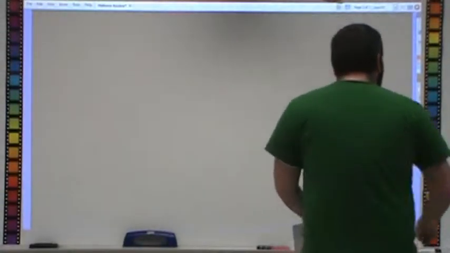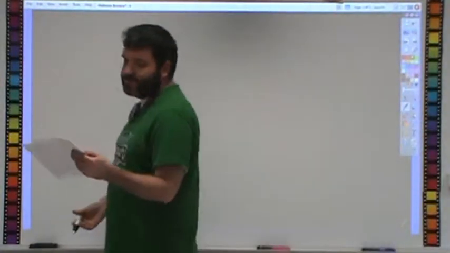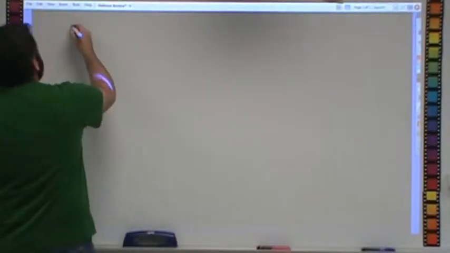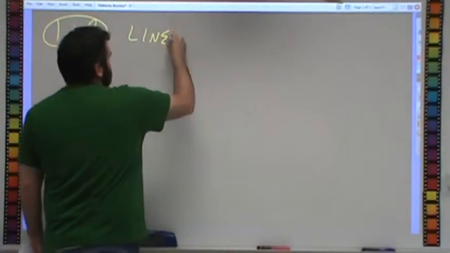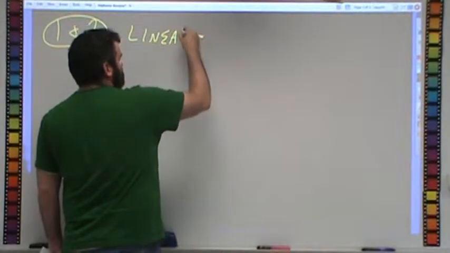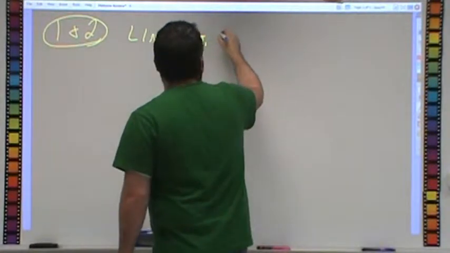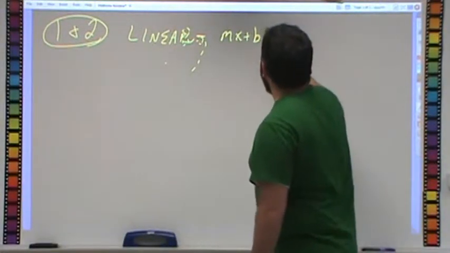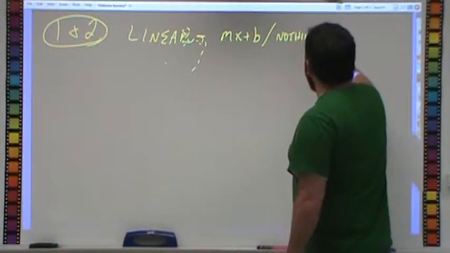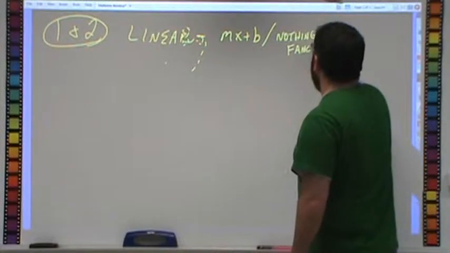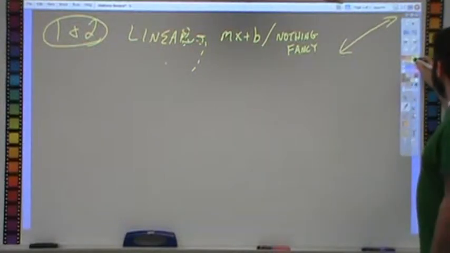To answer 1 and 2, we're just going to have to go over all of the characteristics, because the thing is, you don't know what graph's going to be there, you don't know what equation's going to be there. So talking about 1 and 2 at the same time, if we're talking about linear, linear is going to be in the form mx plus b, or as I like to say it, nothing fancy. Nothing fancy going on in that equation. And of course, if you're looking at a graph, you're just looking at a line. That's going to be linear.